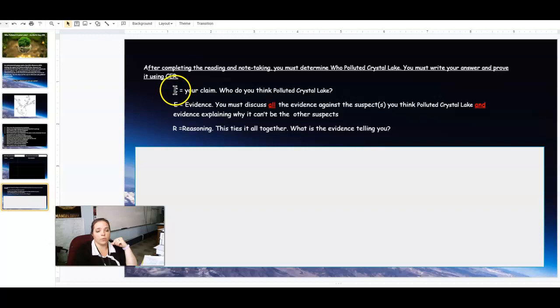Then you're going to be graded for your claim. You're going to be graded for all of the evidence. And then you're going to be graded for at least one other suspect not being on there. And then you're going to be graded on the reasoning.